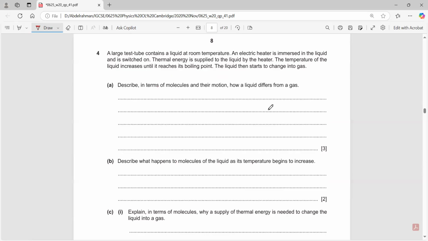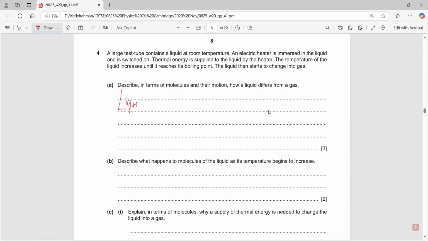A large test tube contains a liquid at room temperature. An electric heater is immersed into the liquid and switched on. Thermal energy is supplied. Describe in terms of molecules and their motion how liquid differs from gas. This is easy. Motion of the molecules, the distances between the molecules. How does the liquid differ from the gas? Definitely, the molecules are much closer in liquid.